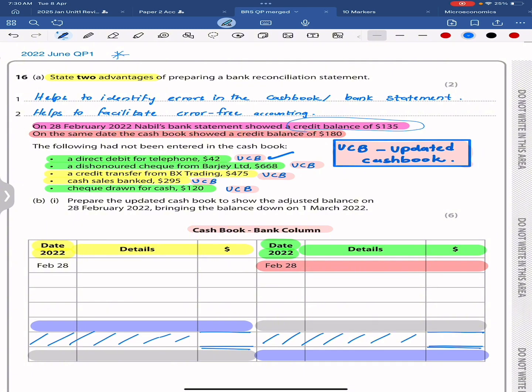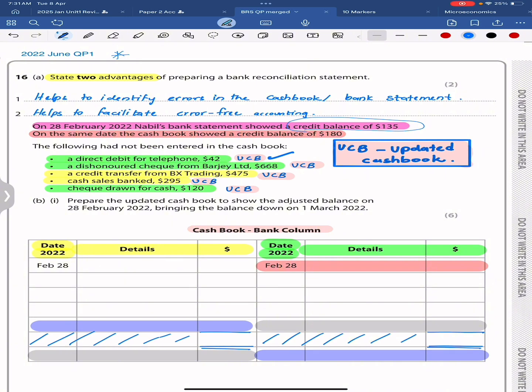Here are 2 possible answers. Number 1, it helps to identify errors in the cash book or in the bank statement. Number 2, it helps to facilitate error-free accounting. You don't have to expand your answer, just state 2 points because the command word is state 2 advantages.